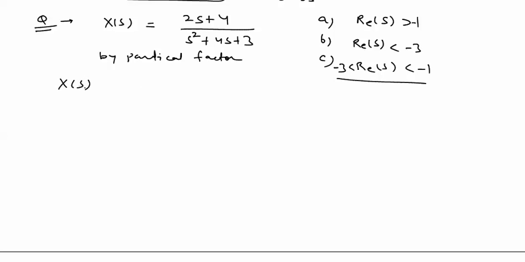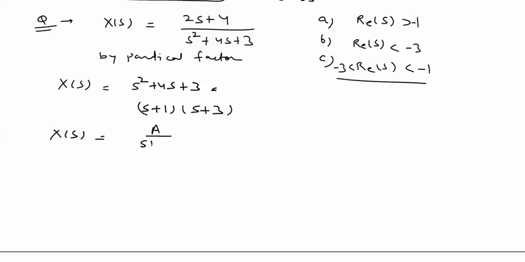Partial fraction is a very simple idea to calculate the inverse of the Laplace transform. First, factorize the denominator, s square plus 4s plus 3. By factorization we get (s plus 1)(s plus 3), and then calculate the value of the coefficients A and B, over s plus 1 and s plus 3.